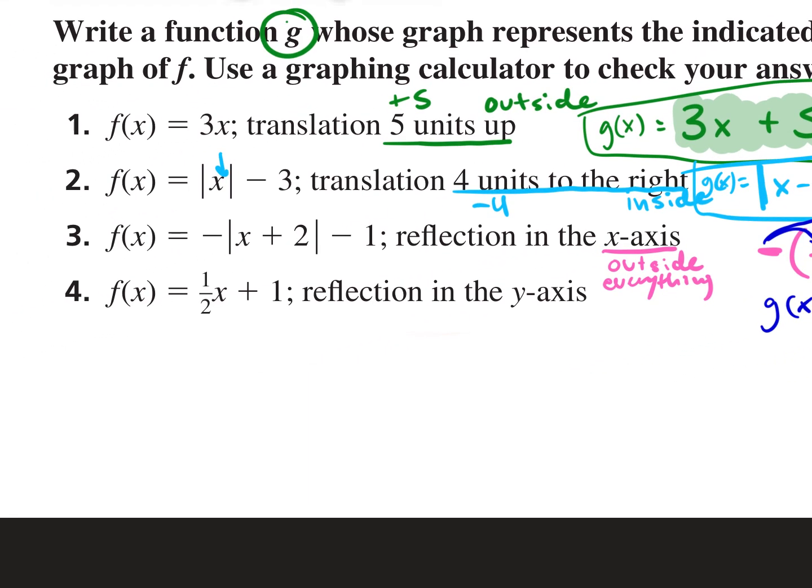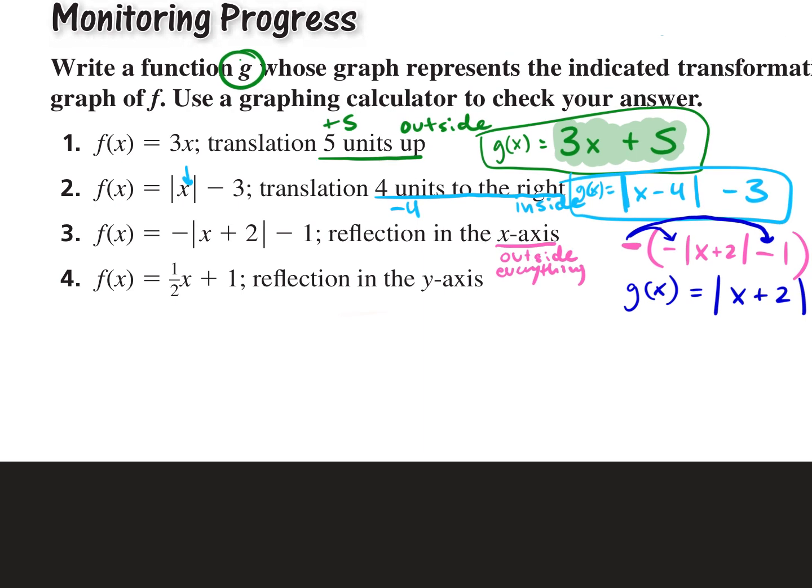All right, let's do 4. So we have a reflection in the y-axis. Is y inside or outside? Inside. What gets multiplied by the negative? Just x. So I'm multiplying a negative to this x. How would I write that? Awesome. Negative 1/2 x plus 1. So even though it's happening directly to the x, we wouldn't say 1/2 times a negative times x. No. Write it like you normally would. Negative 1/2 x plus 1. So just the x gets multiplied by the negative.